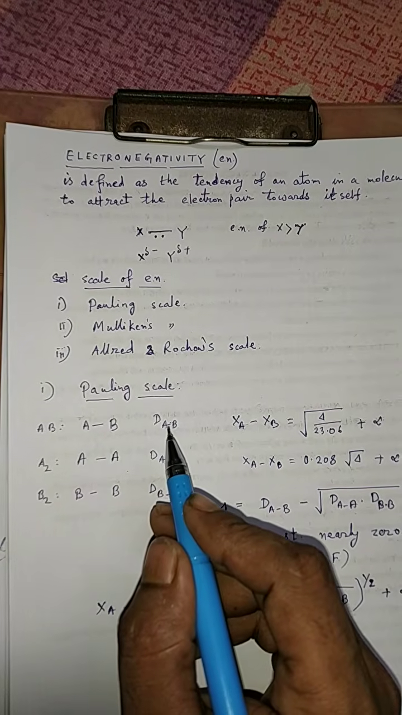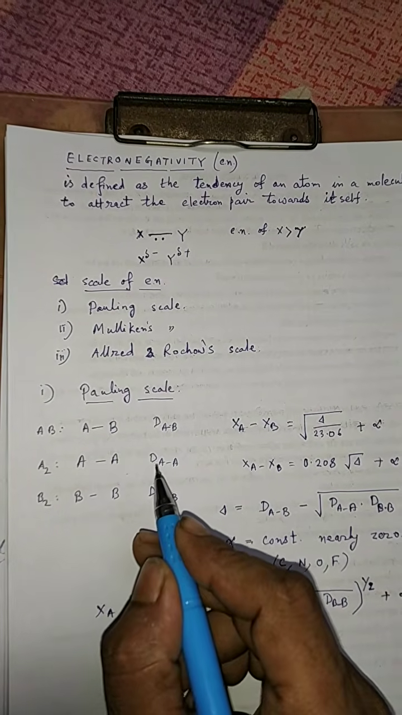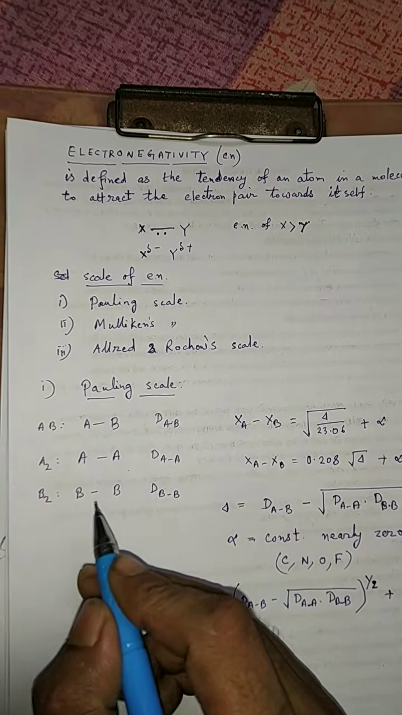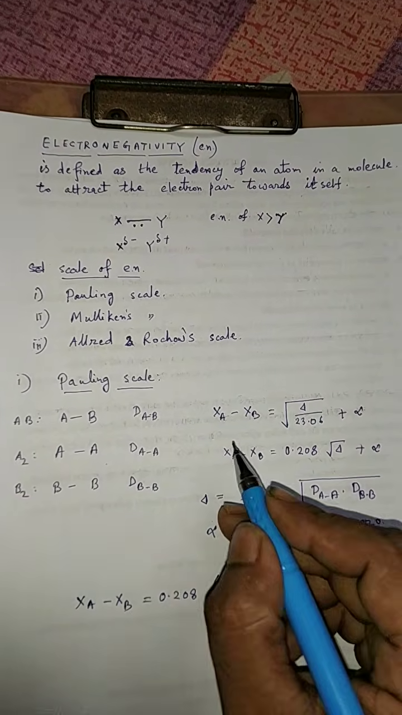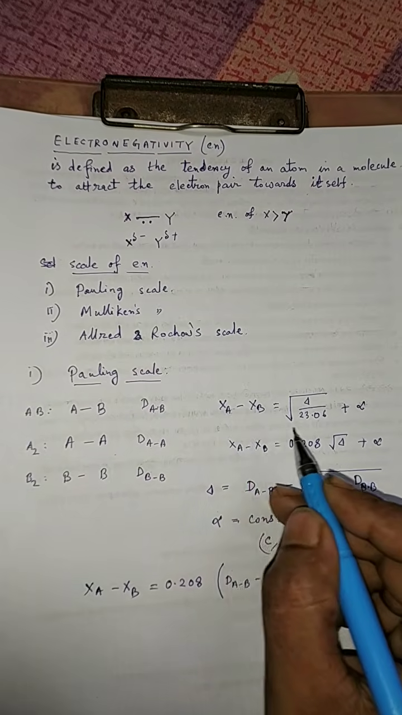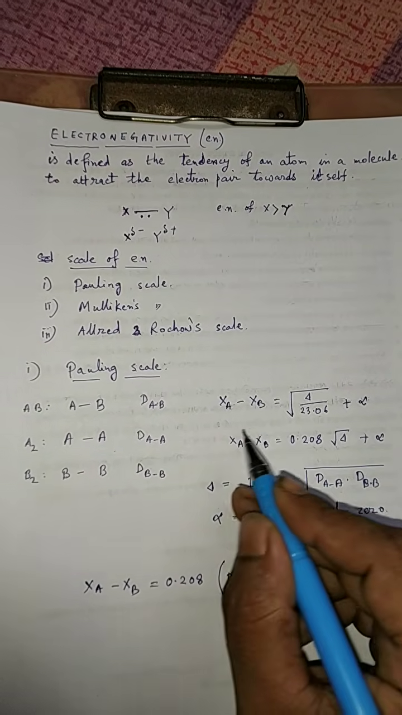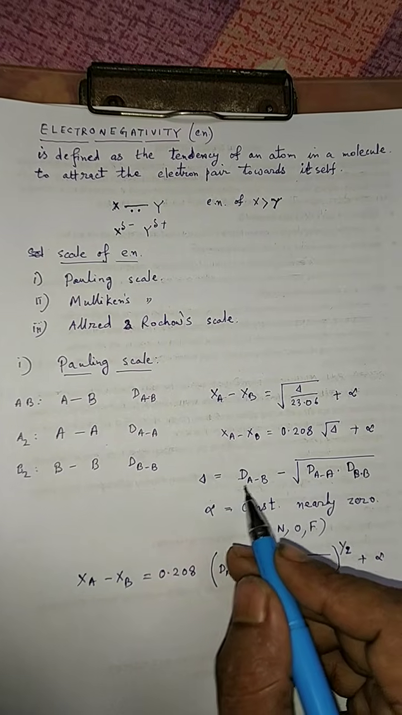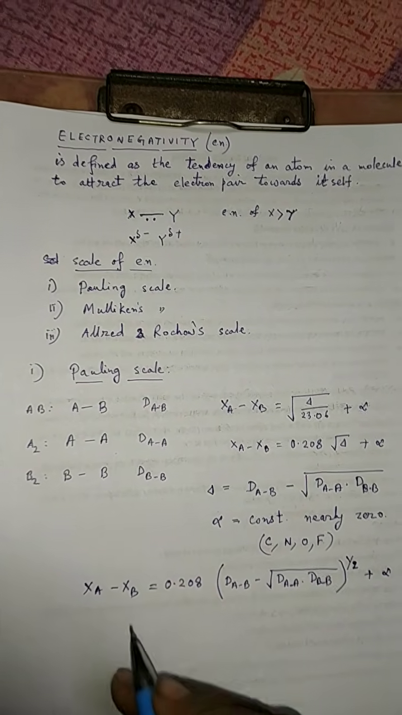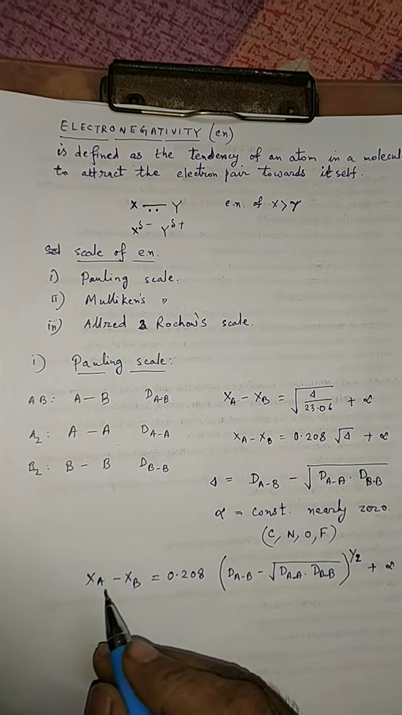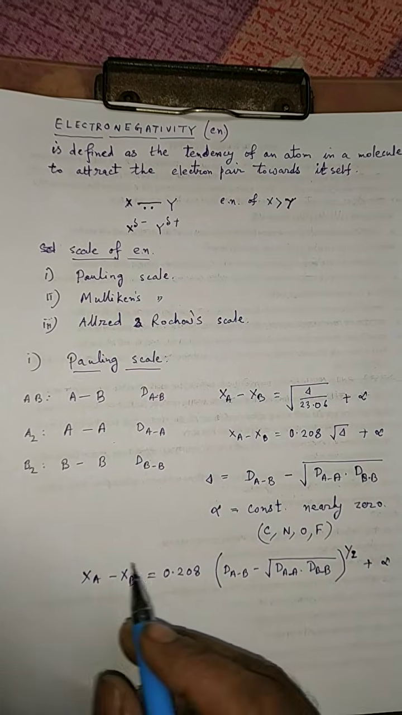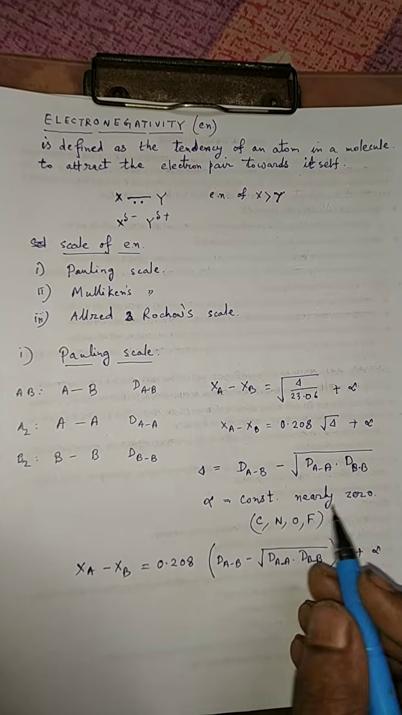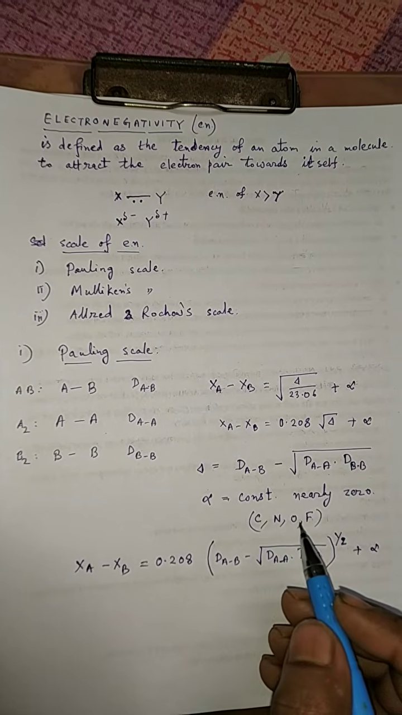If D_AB is the bond dissociation energy of AB molecule, D_AA is the bond dissociation energy of A2 molecule, and D_BB is the bond dissociation energy of B2 molecule, then the electronegativity difference X_A minus X_B is expressed by this equation, where delta is the bond dissociation energy difference and it is expressed like this. Finally, we will get the electronegativity difference X_A minus X_B by this, where alpha is a constant which is nearly 0 except carbon, nitrogen, oxygen and fluorine.